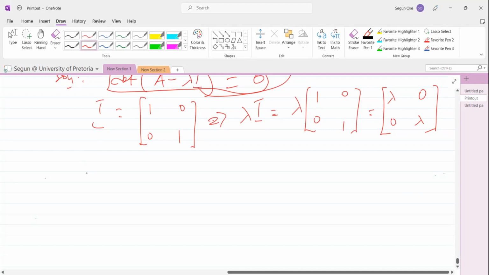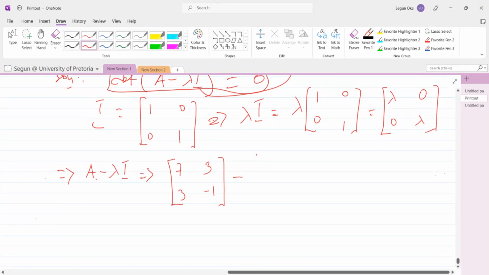So let's move on by saying, at this point, A minus lambda I, we know our A to be what? Your matrix A will be 7, 3, 3, minus 1, right? Minus lambda I, which is lambda 0, 0, lambda. Any question to this point? Silence means no question. Okay.